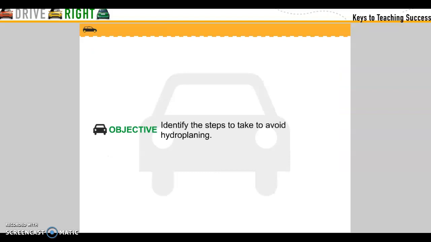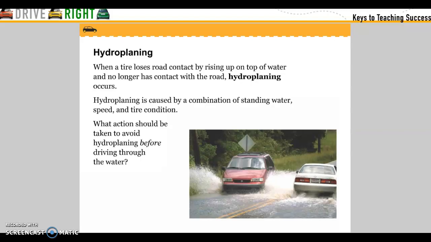Objective: Identify the steps to take to avoid hydroplaning. Hydroplaning. When a tire loses road contact by raising up in the front on top of water and no longer has contact with the road, it is called hydroplaning. Hydroplaning is caused by a combination of standing water, speed, and tire conditions.